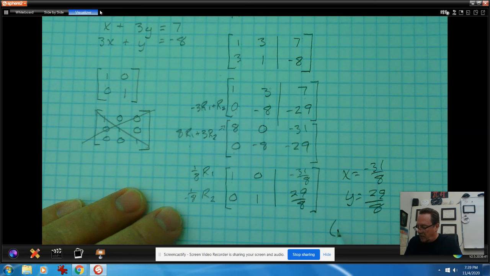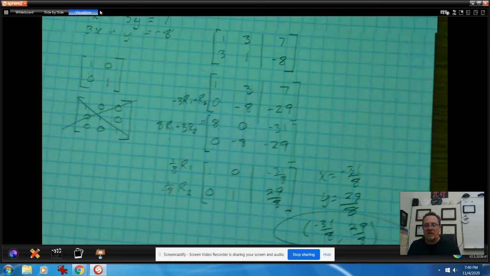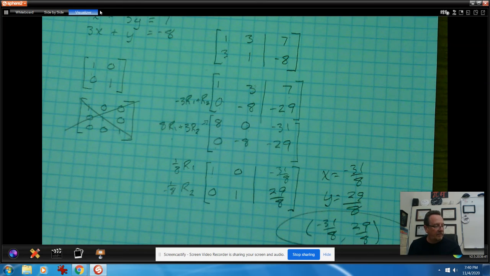If I was writing it as a point, it'd be negative 31/8, 29/8. So this is the answer to your system of equations. Okay? That's all that we're doing.